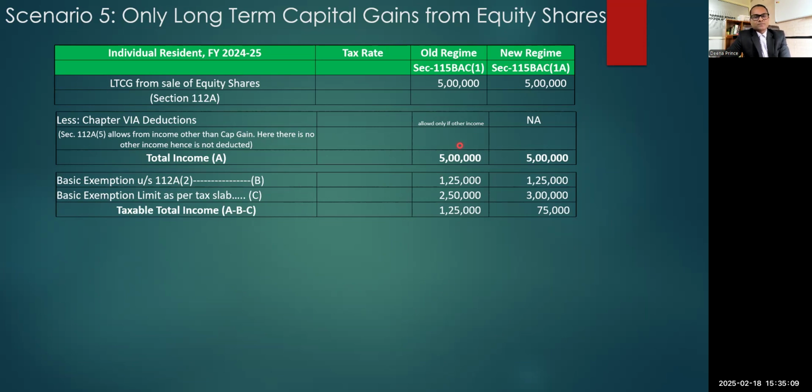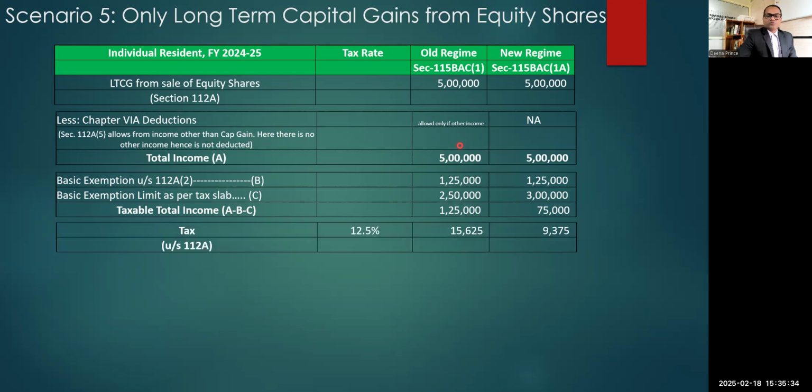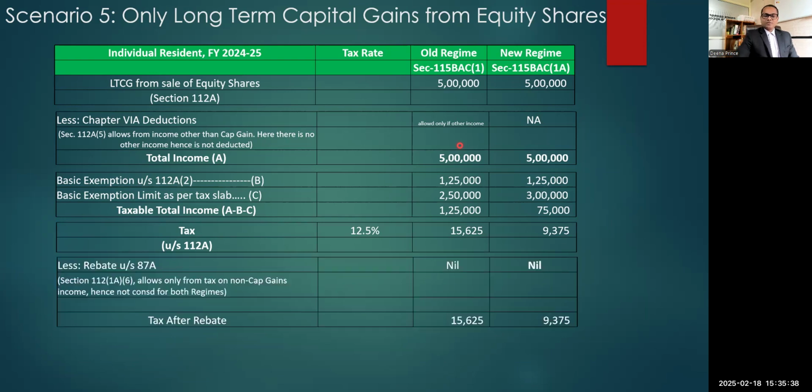The question is, if this exemption is anyways available, can the assessee also avail the basic exemption limit of 2,50,000 and 3 lakhs? The answer to this is yes. Again, the reason, because there is no specific provision debarring. So both are allowed. So taxable total income becomes 1,25,000. Tax at the rate of 12.5%. Rebate under 87A is nil.